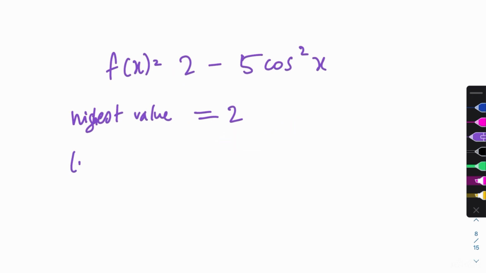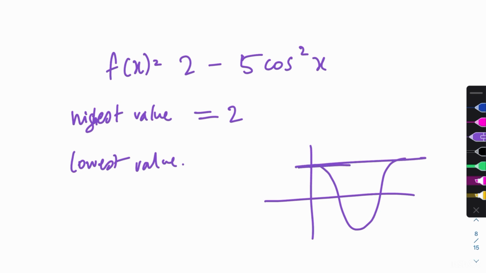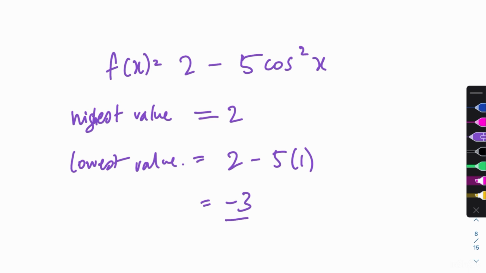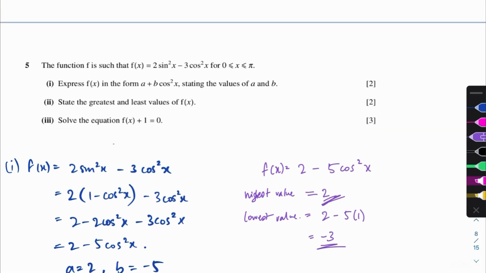And 5 times 0 is just 0, so the highest value would be 2. Now for the lowest value, we need to look at what the highest value of cos squared x can be. If you know anything about the graph, the highest value is always 1 for cos x, and 1 squared is just 1. So 5 times 1 is 5. So you'd go 2 take away 5 times 1, which is just 2 take away 5, which is negative 3. So that's the lowest value, and 2 is the highest value. And that is how you do part 2.